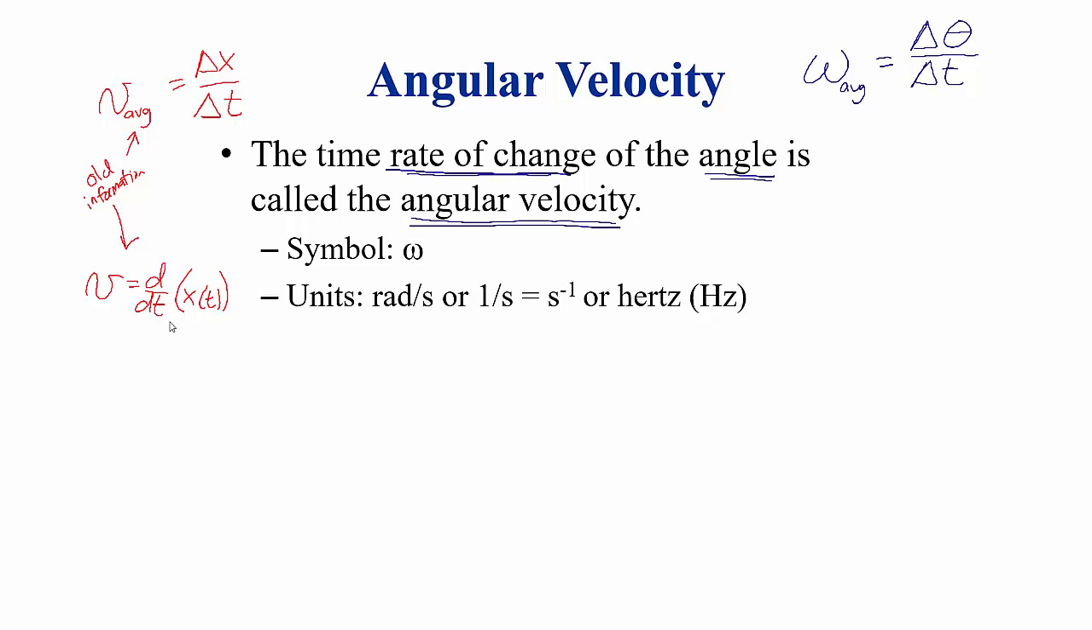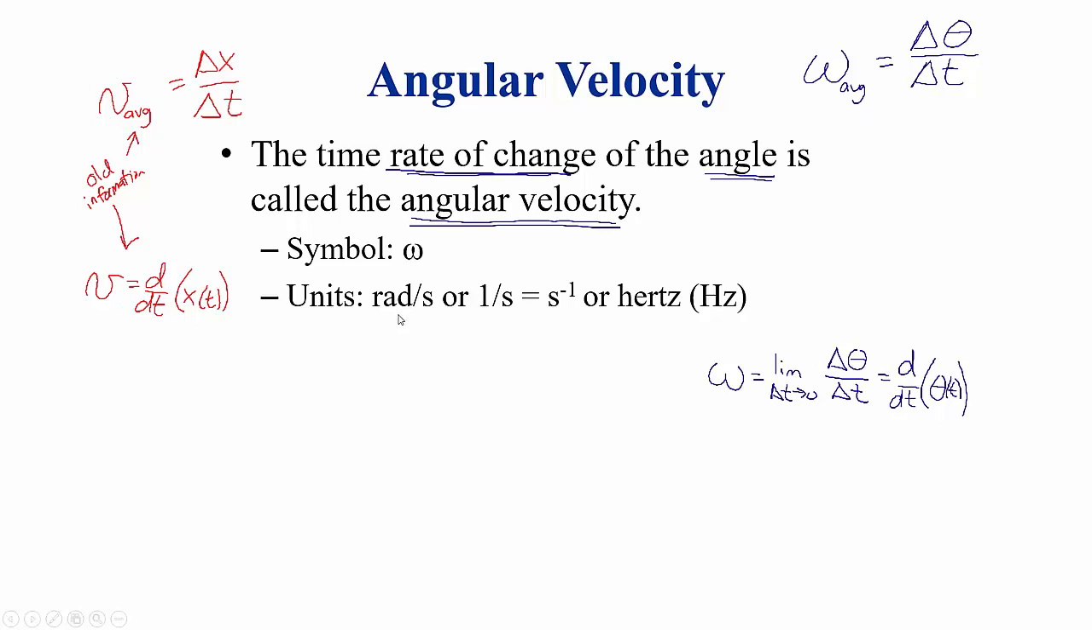So the average angular velocity equals delta theta over delta t. And the instantaneous angular velocity is the limit as delta t goes to 0 of delta theta over delta t. That's the definition of a derivative. So the instantaneous angular velocity is the derivative of theta with respect to time. The symbol that we have for this angular velocity is this Greek letter omega. It's a lowercase omega. And the units for angular velocity are radians per second, because our angular displacement is measured in radians. But radians technically are a unitless quantity.